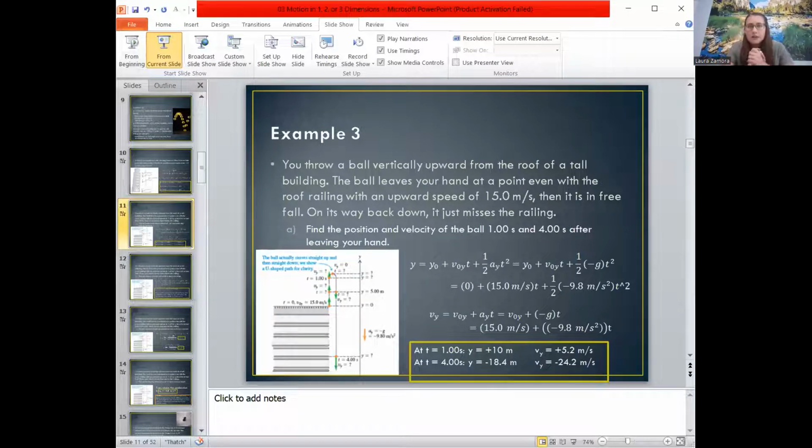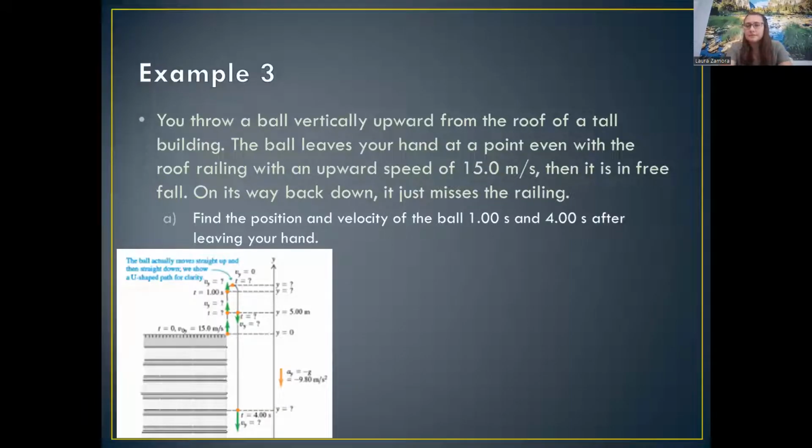All right, can we all see example 3? Yes. Great. Okay, so this is the problem that we finished off with last time, where we have this ball on a roof and we are throwing it up into the air, and it is falling back down past the roof of the building, continuing down towards the ground. So part A is what we finished with last time. I just want to quickly recap what we did, and then we can continue on to part B.